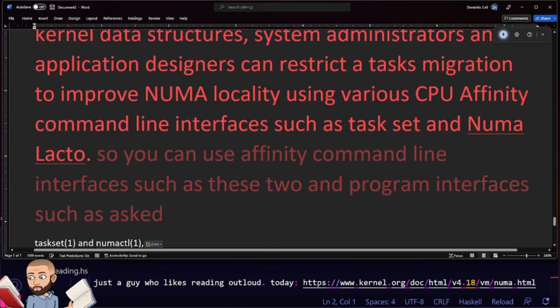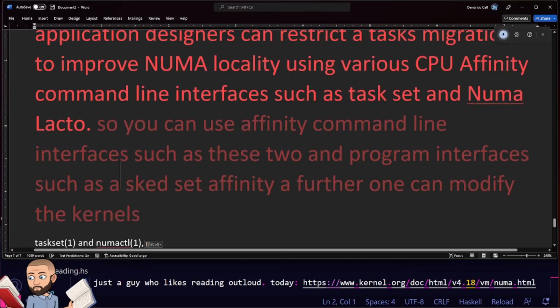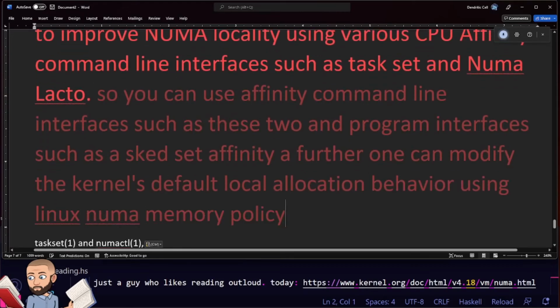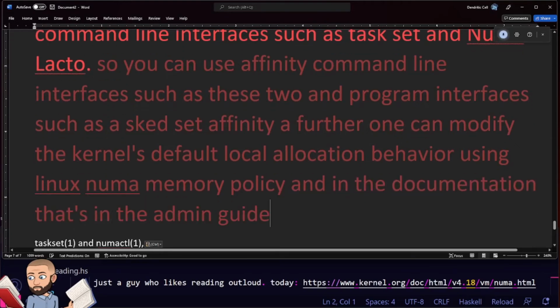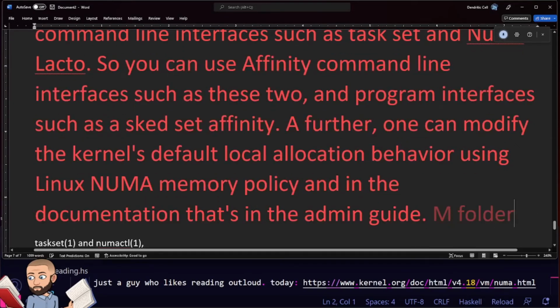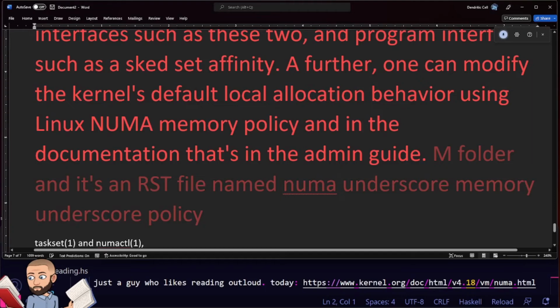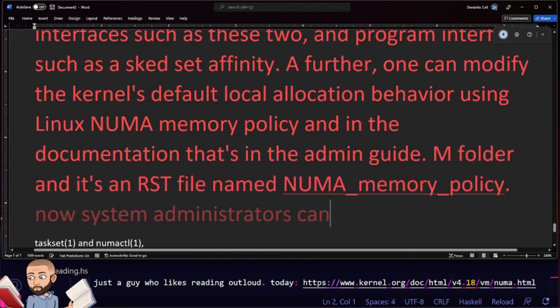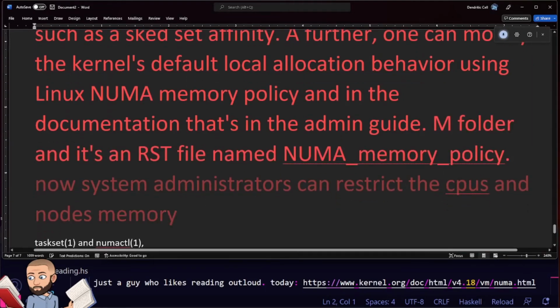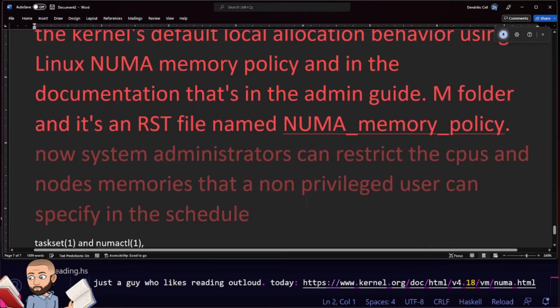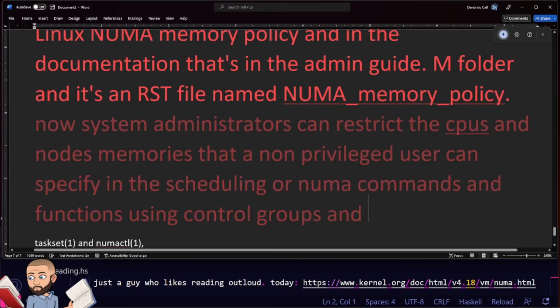Further, one can modify the kernel's default local allocation behavior using Linux NUMA memory policy. And in the documentation, that's in the admin guide folder, and it's an RST file named numa_memory_policy. Now, system administrators can restrict the CPUs and nodes' memories that a non-privileged user can specify in the scheduling or NUMA commands and functions using control groups and CPUsets.